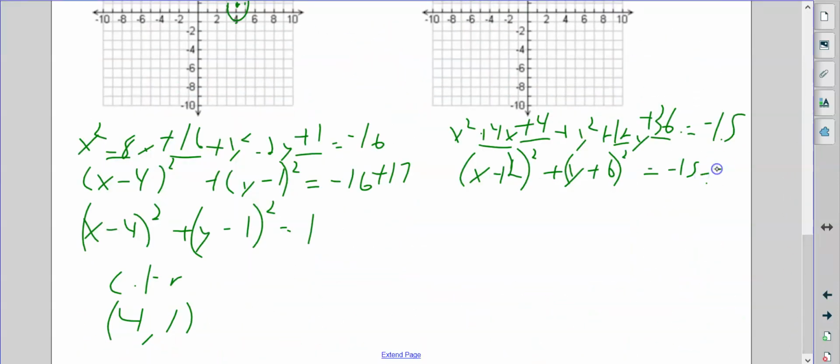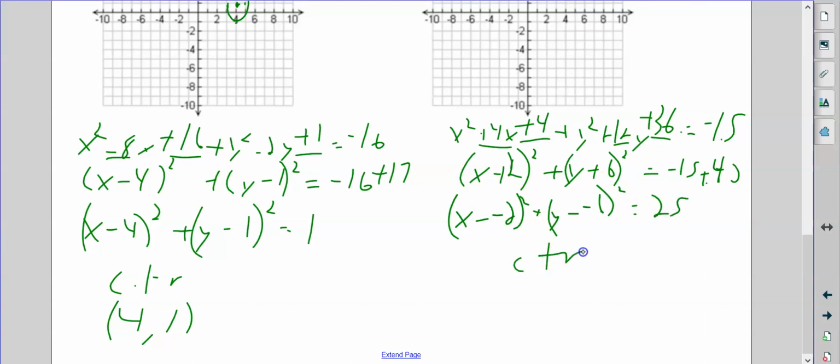I'm going to add 40 here. So remember, this is really x minus negative 2 plus y minus negative 6. I'm just rewriting it so we can see. 40 minus 15 is 25. So that means my center is at negative 2, negative 1, and my radius is the square root of 25, which is 5.